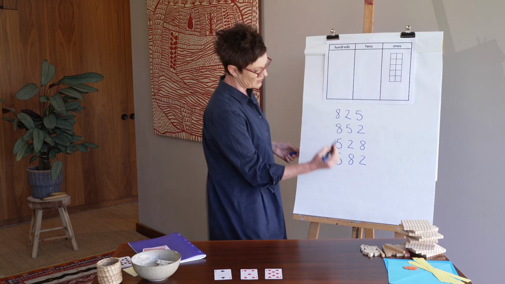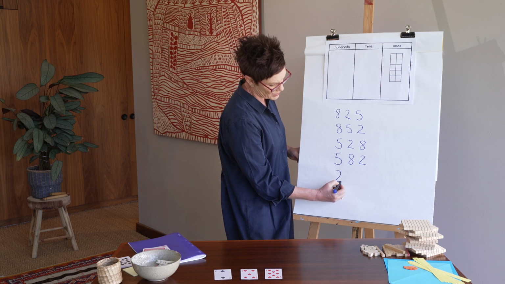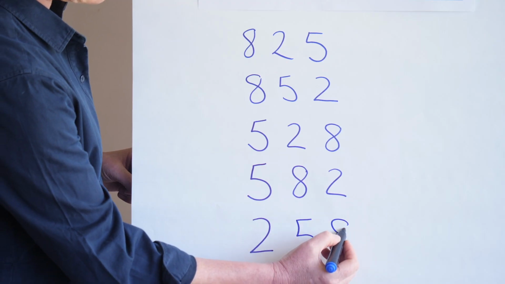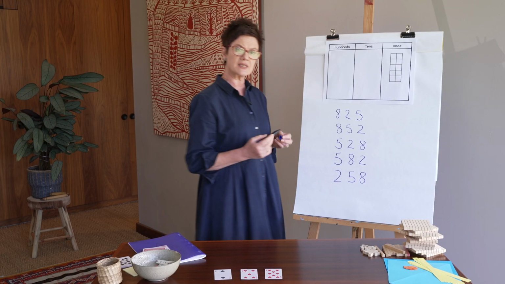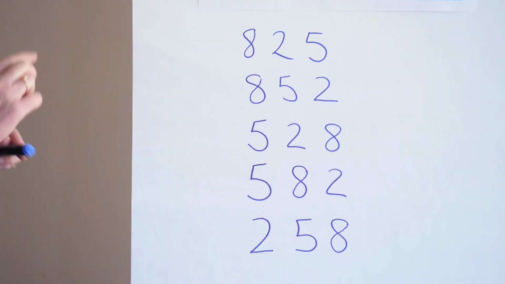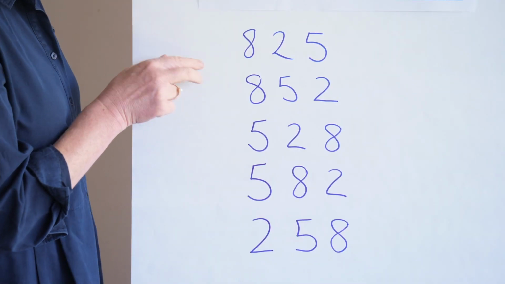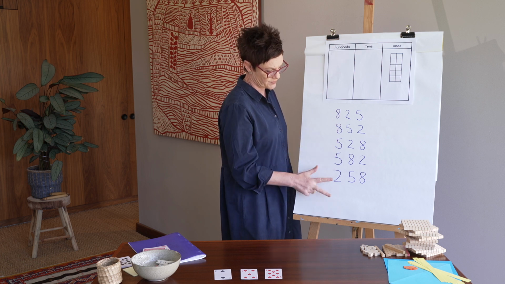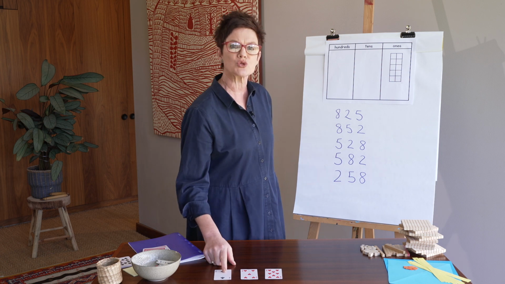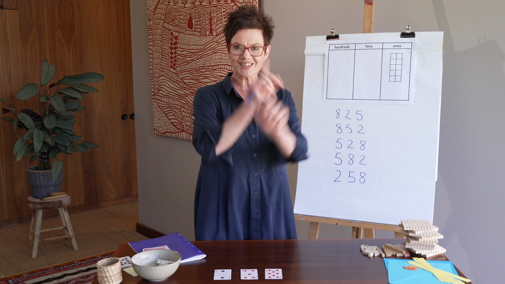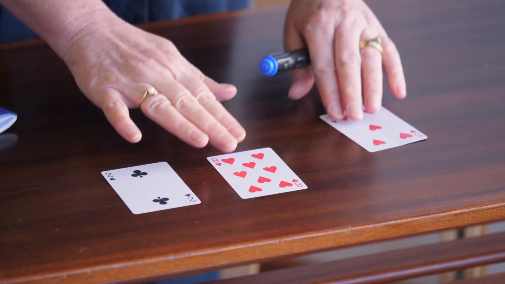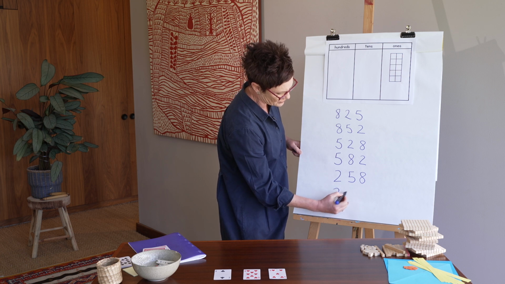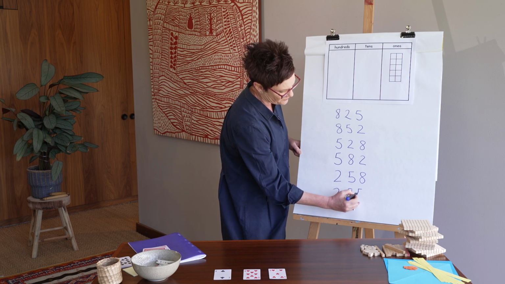Let's quickly write that down. I have 258. Do you think there's any more? I can see a pattern. 2 800s, 2 500s, so there must be 2 200s. Let's switch the 10s and the 1s. Fabulous! Here we go. Now I have 285.